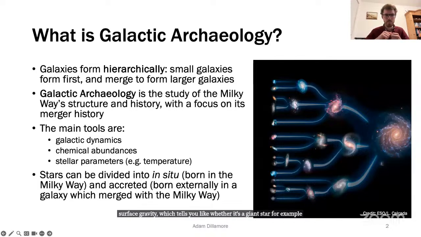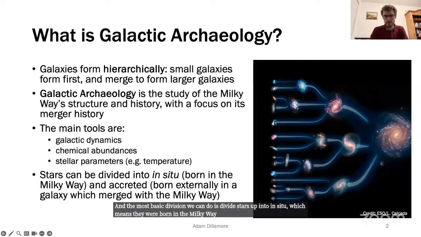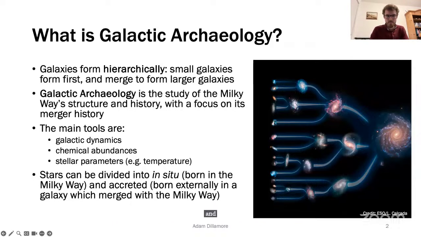And the most basic division we can do is divide stars up into in situ, which means they were born in the Milky Way, often in the disk, and accreted, so born in external galaxies, and then accreted onto the Milky Way in merger events.